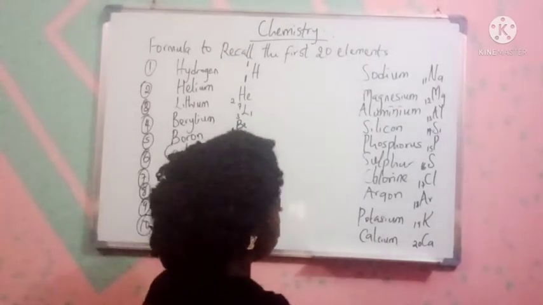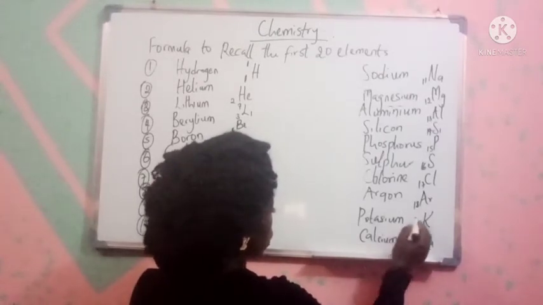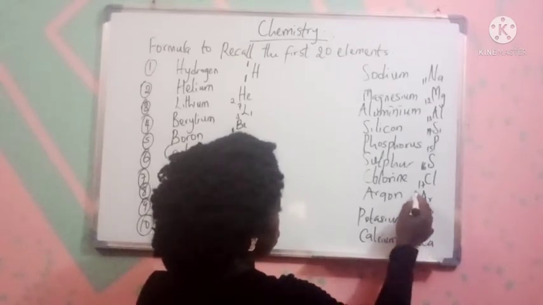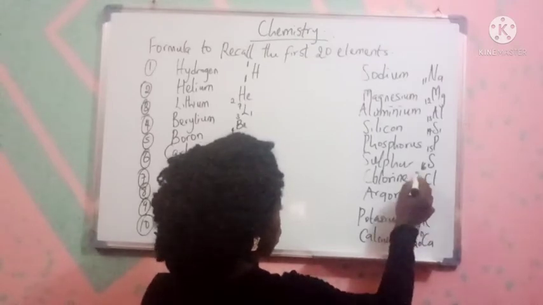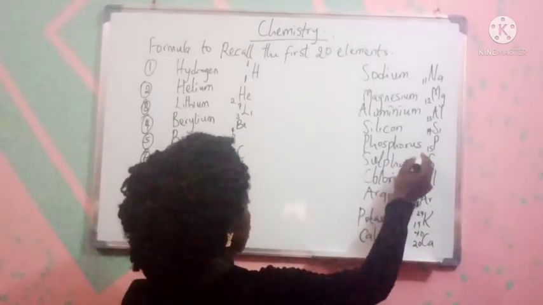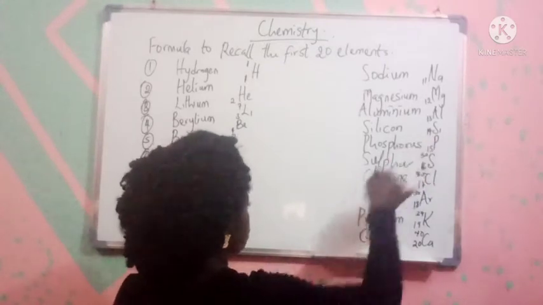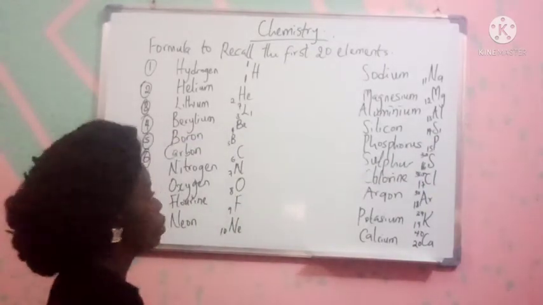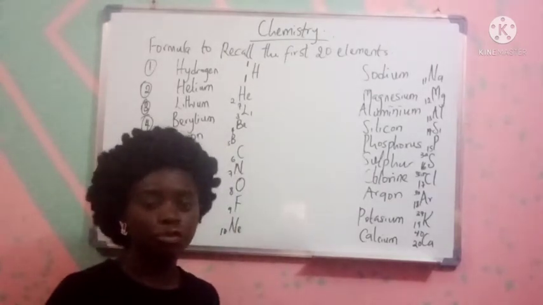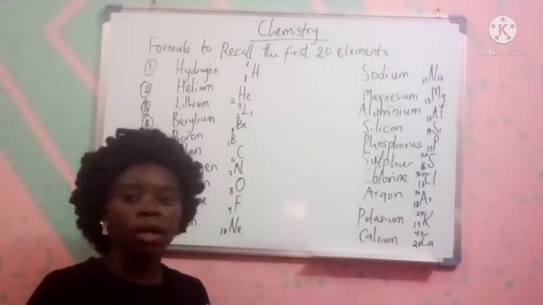But for elements like calcium, it's 40, it's 39, 35.5, sulphur is 32. So for the mass number, you should be able to conveniently get it from your periodic table.